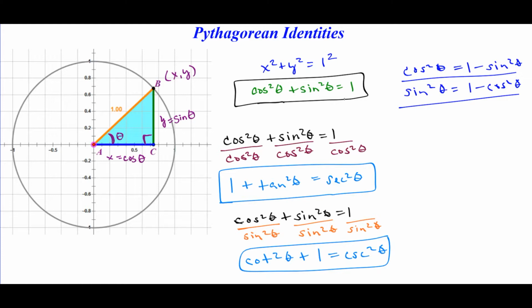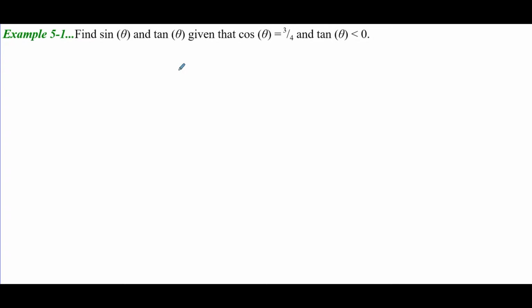So we're going to look at how we can use some of these formulas to evaluate some specific sine, cosine, tangent, secant, etc. expressions. In this example, we need to find sine and tangent. We're given the cosine value, and we know that the tangent value is less than 0. Using these two pieces of information, we're going to determine what quadrant we're working in. Remember, in the first quadrant, the x and y coordinates are both positive.